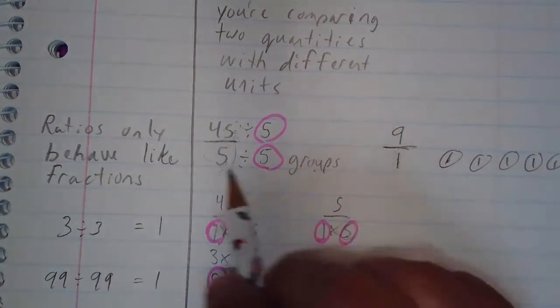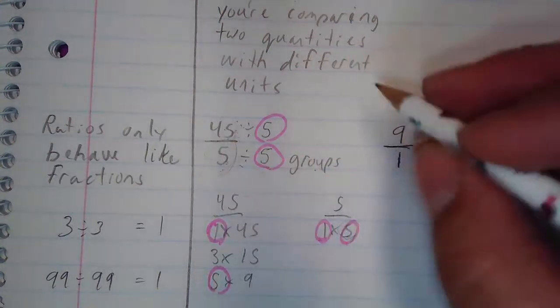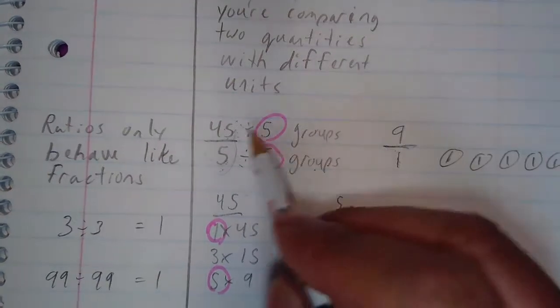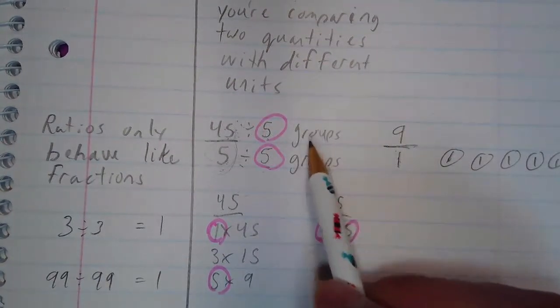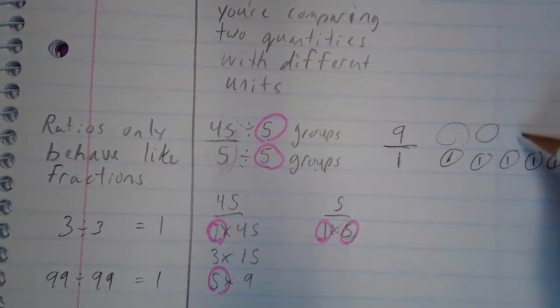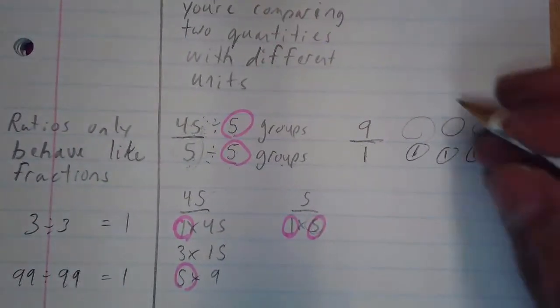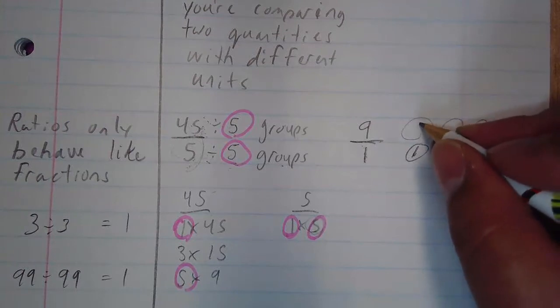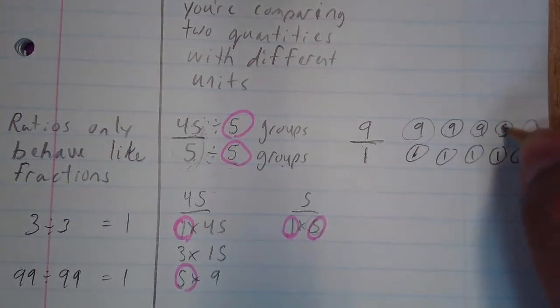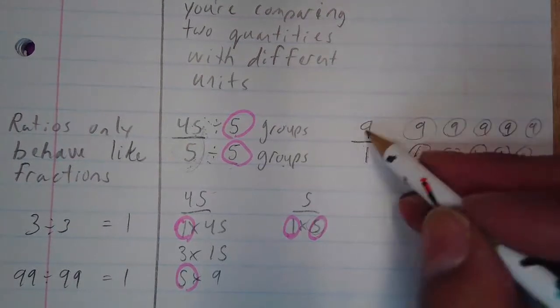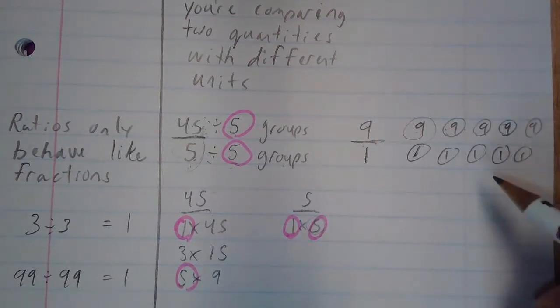If you're breaking this into 5 groups, you have to break the 45 into 5 groups. Just remember what you're actually doing here, what this number means. You're breaking it up into 5 equal groups. That means each one is 9, 9, 9, 9, 9. Right? Because 9 times 5 is 45.